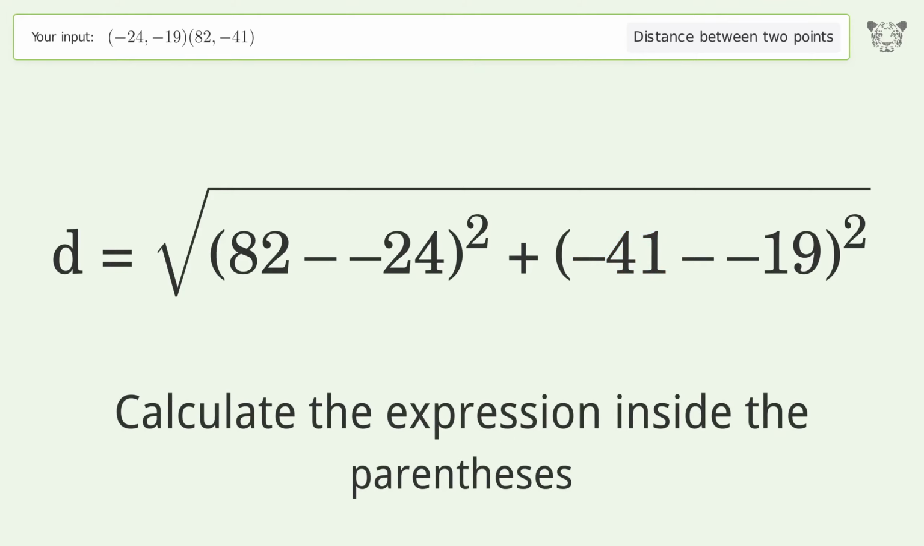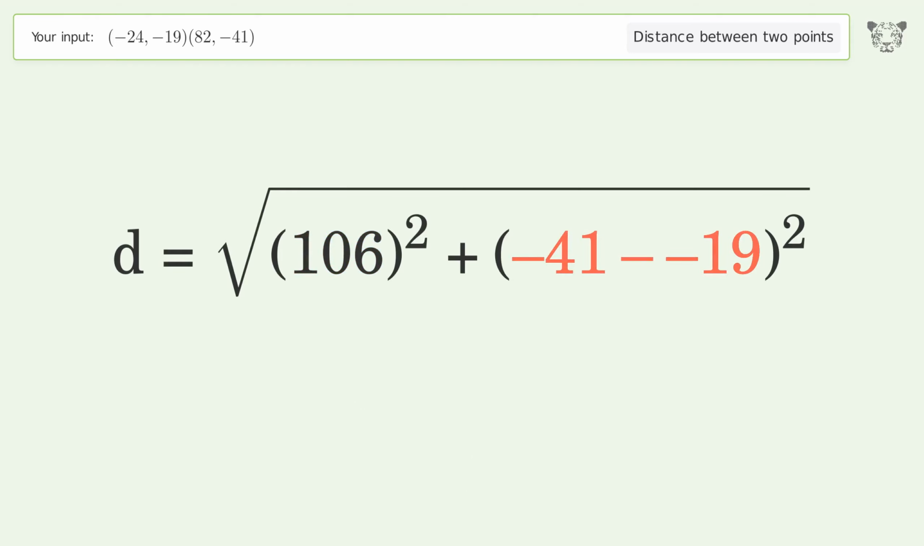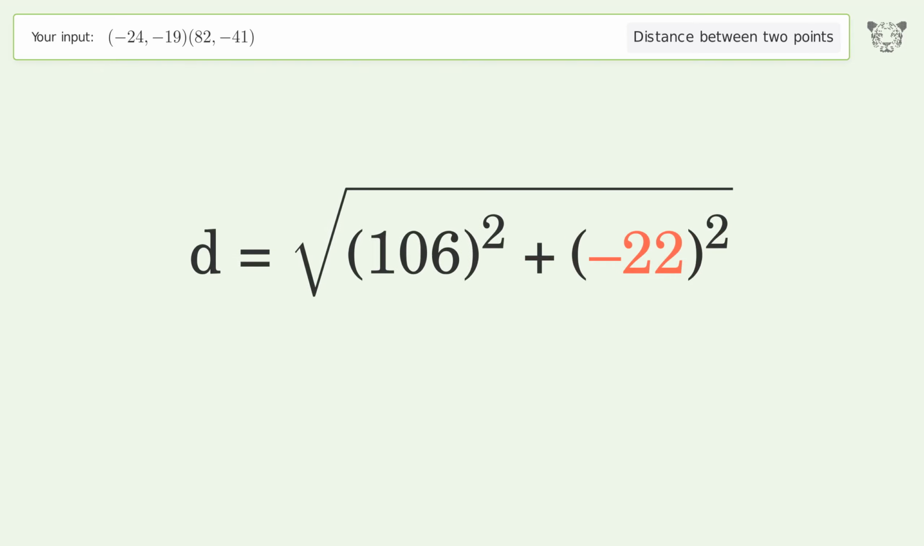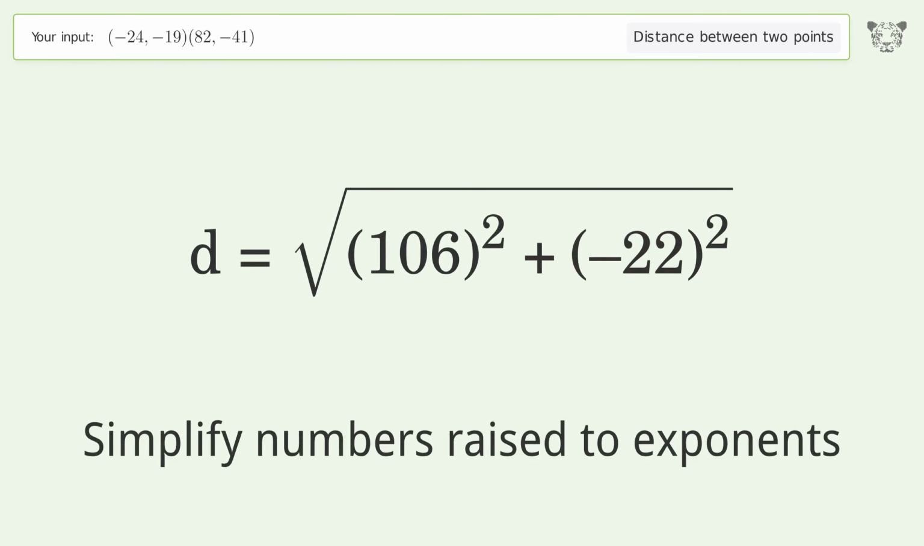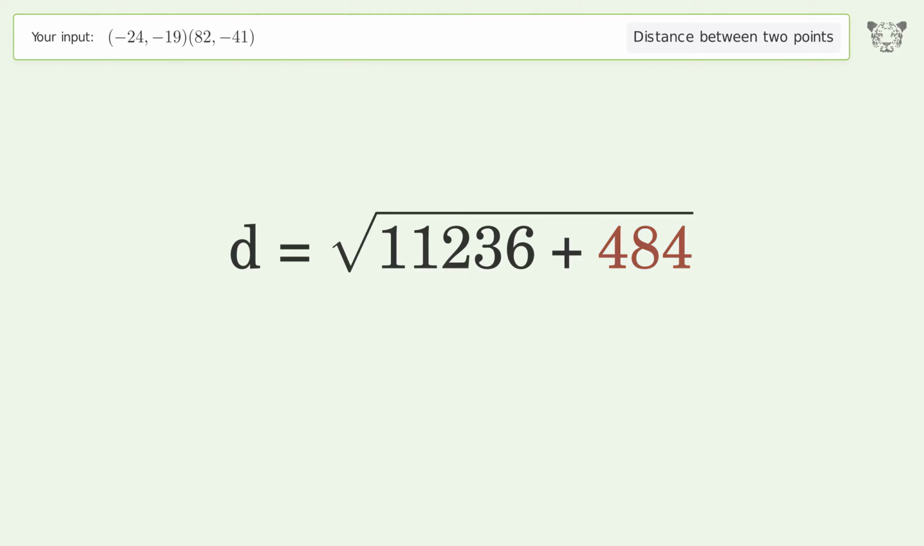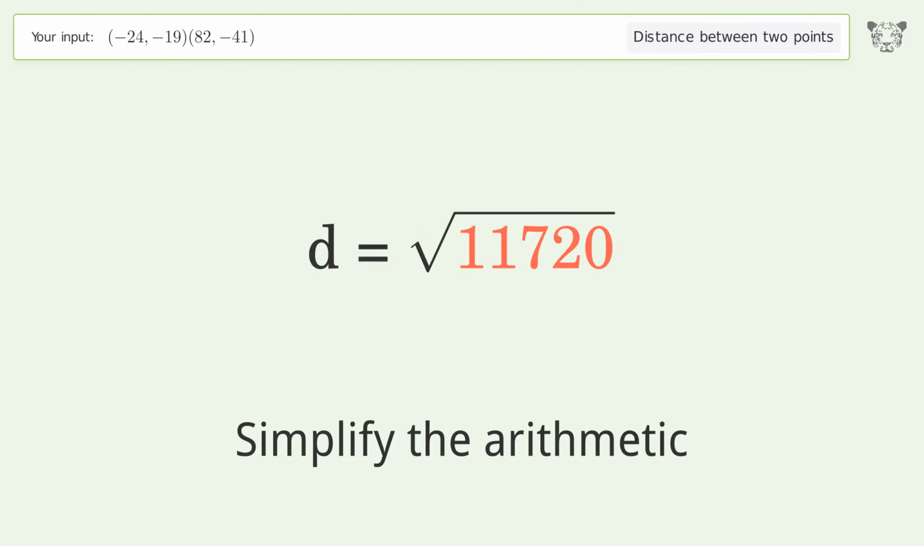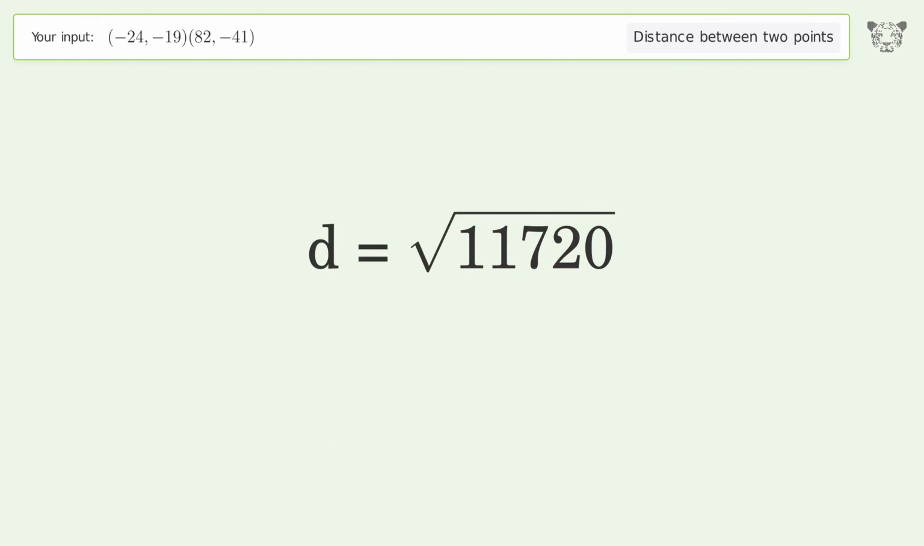Calculate the expression inside the parentheses. Simplify numbers raised to exponents. Simplify the arithmetic. And so the distance between the 2 points is the square root of 11,720, or 108.259.